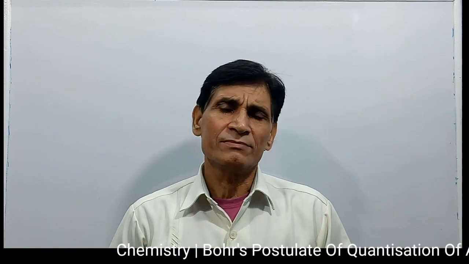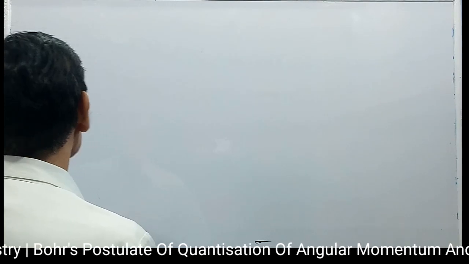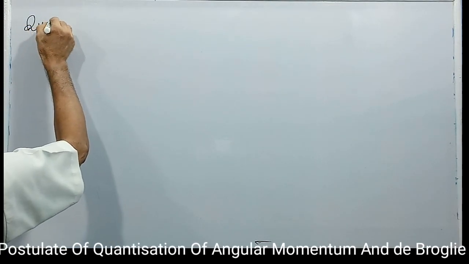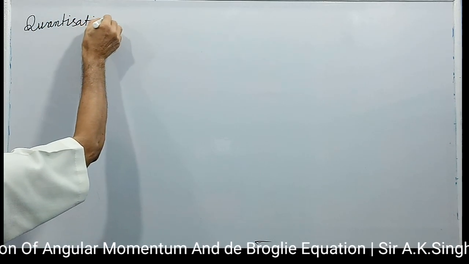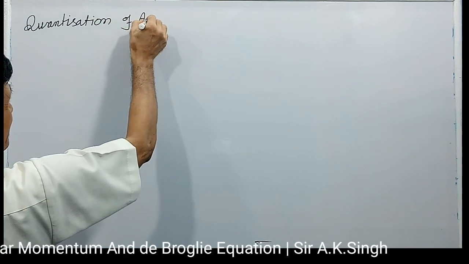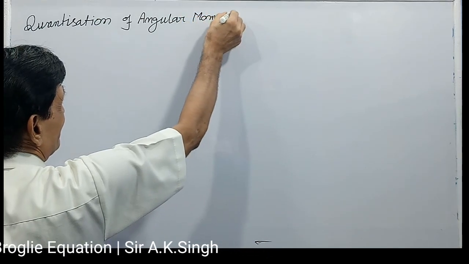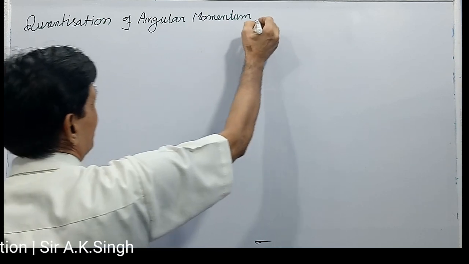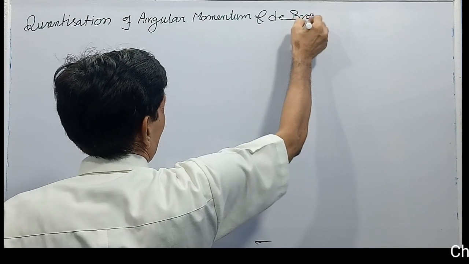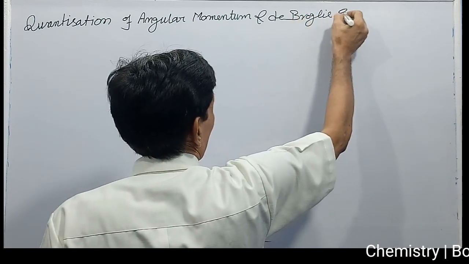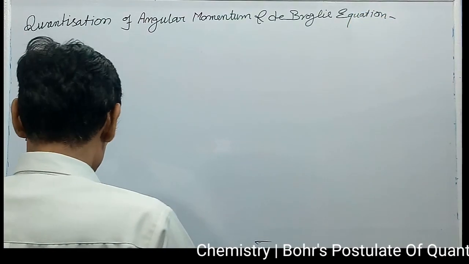In this video you will find quantization of angular momentum and the de Broglie equation. Quantization of angular momentum. Angular momentum. And the de Broglie relation. The de Broglie equation. I am going to tell you point wise.